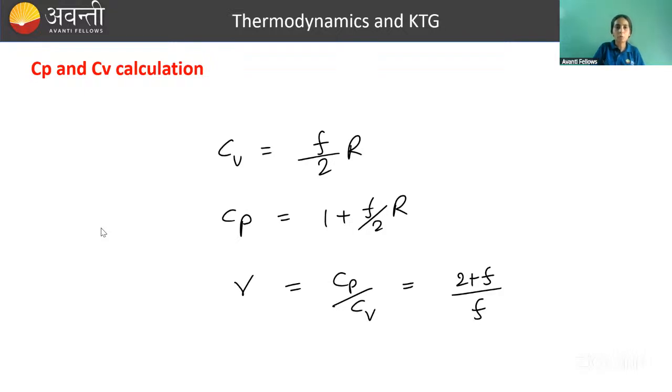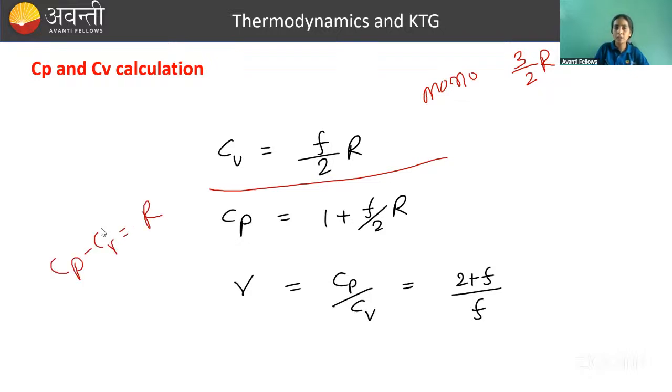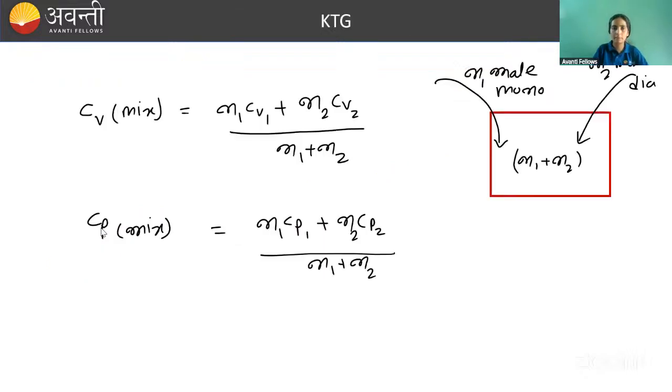चलो ठीक है. तो Cv हम निकालते. Cv कैसे होता है? f/2 R. So f is what? Degree of freedom. मोनो के लिए लिखोगे तो Cv का value क्या होगा? 3/2 R, क्योंकि उसका degree of freedom 3 होता है. Diatomic के लिए हो जाएगा 5/2 R. And triatomic के लिए will depend on linear है या non-linear. Cp क्या होगा? Cp minus Cv क्या होता है? You already know, that is R. So if you know Cv, you can easily calculate Cp by adding R. This is R plus f/2 R. ठीक है. Gamma is what? Cp by Cv. So this is how we are getting it.